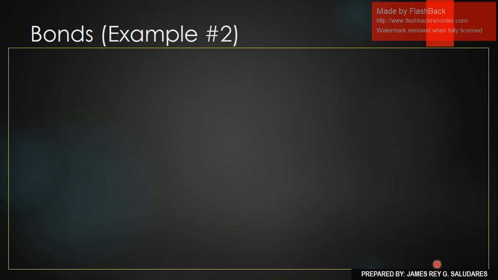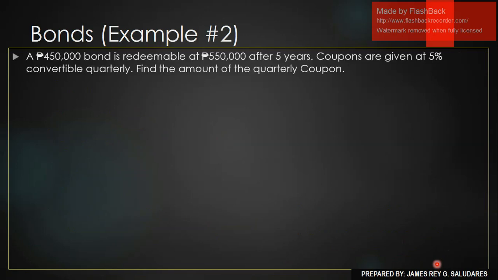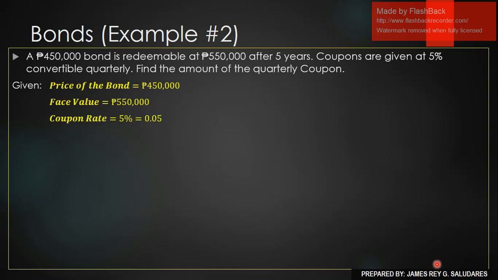Okay, so let's proceed to example number 2. A 450,000 bond is redeemable at 550,000 after 5 years. So this is at premium. Okay. The bond, okay, the face value is much higher compared with what you paid. Okay, coupons are given at 5% convertible quarterly. Find the amount of the quarterly coupon. But the question this time is only the quarterly coupon. So price of the bond is 450,000, face value is 550,000, coupon rate is 5%. Okay. Number of years is 5 years, conversion period is 4.